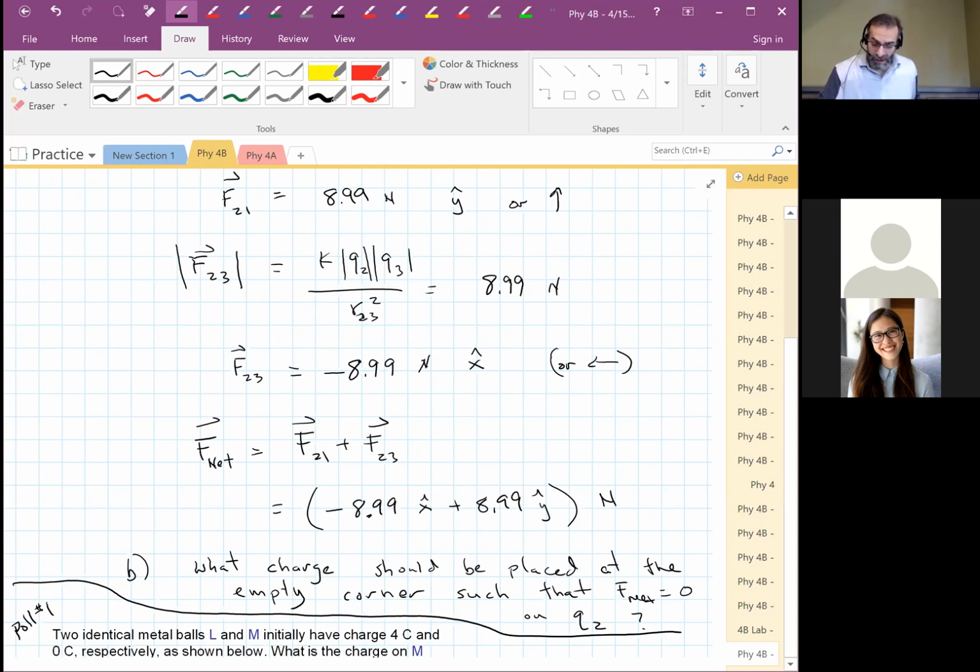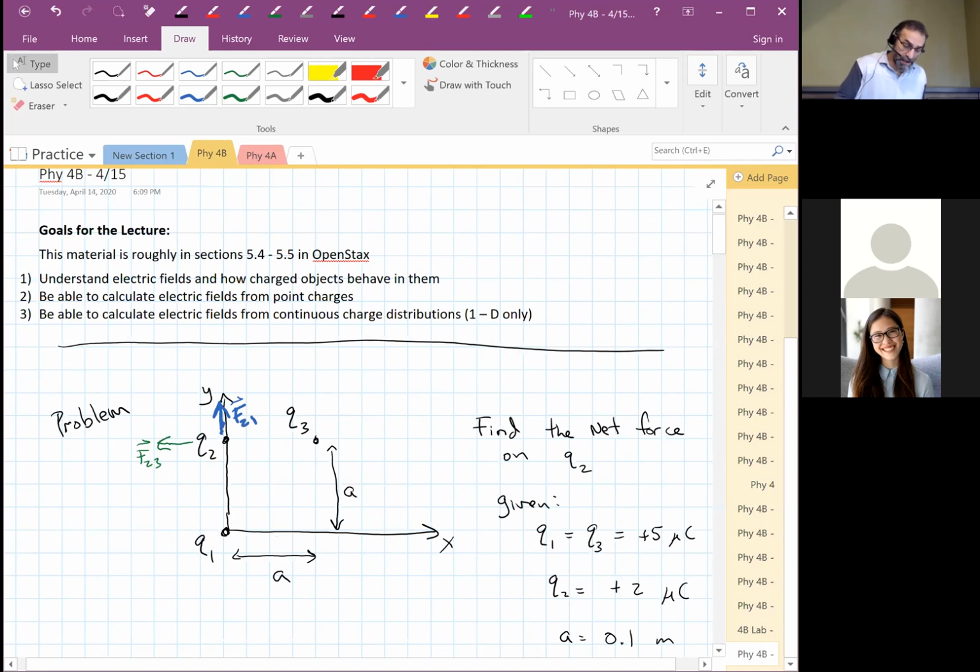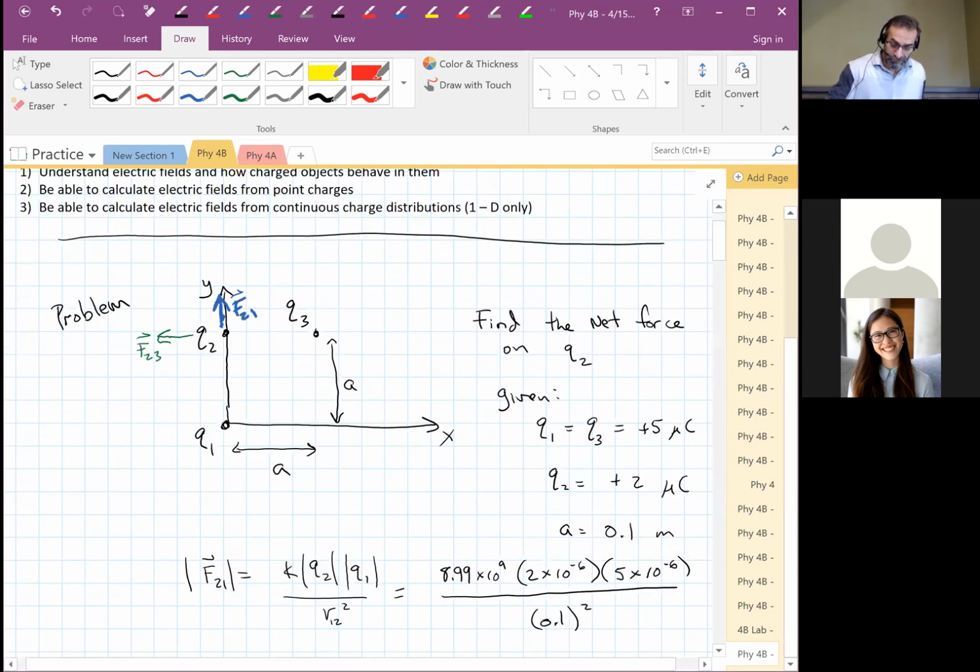I'm not sure what you mean by using vector operation to calculate the force. These are vector quantities. So the force F21 here, that's a vector, and F23, that's a vector. And in order to combine them, you have to use your vector addition rules, right? Break them into components, add them up, something like that. Okay.